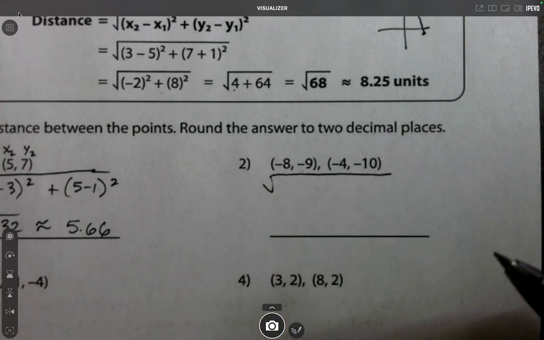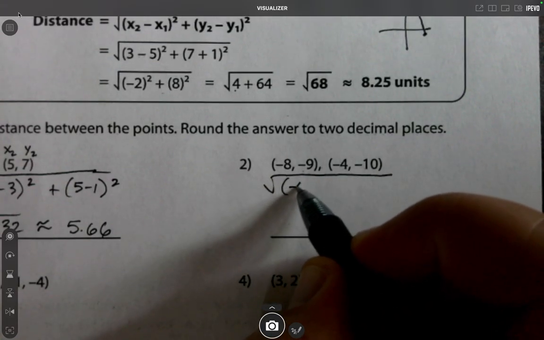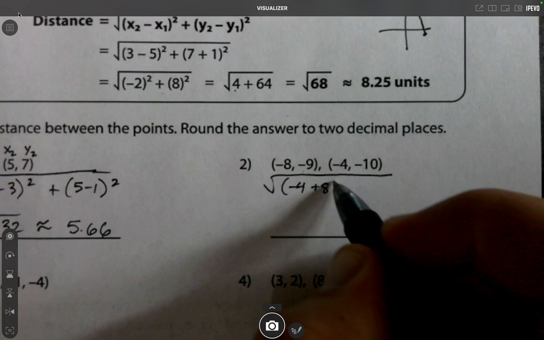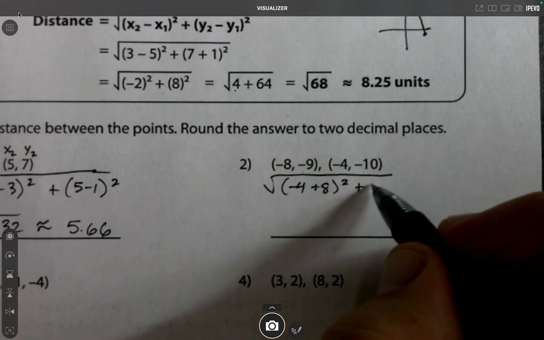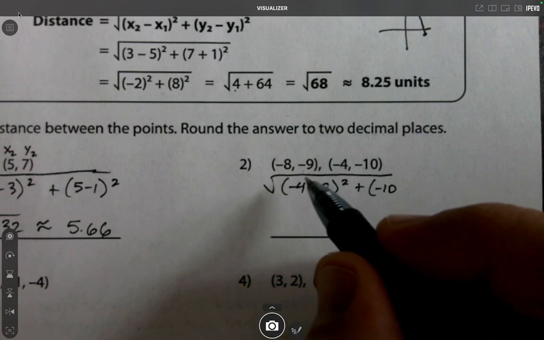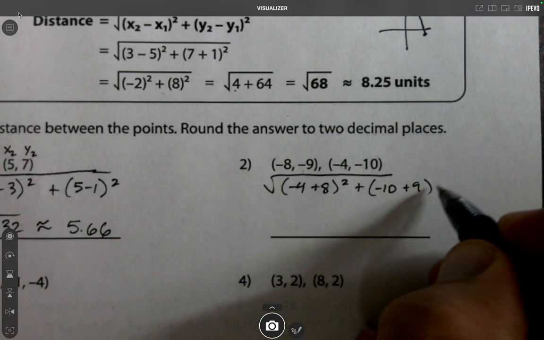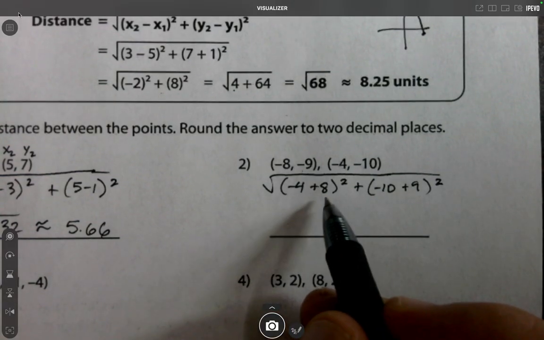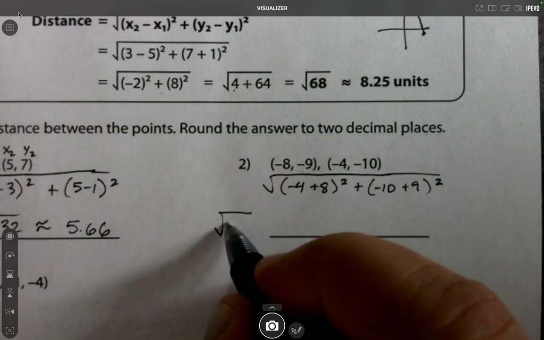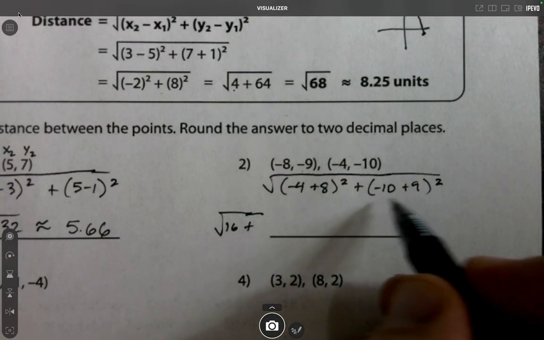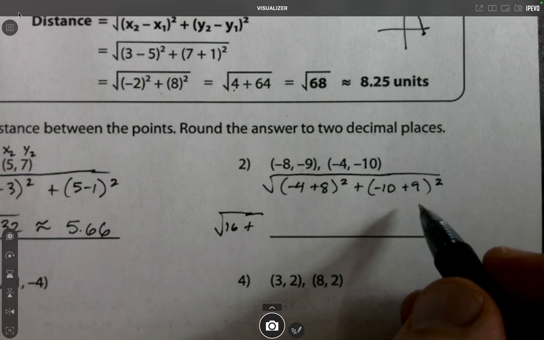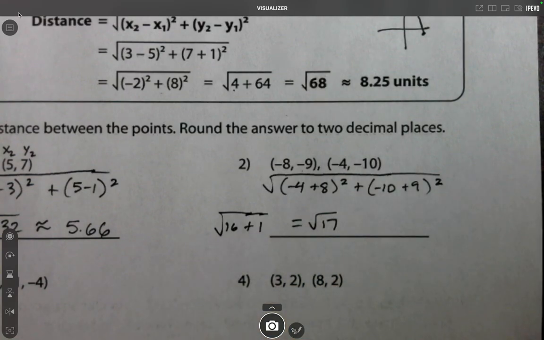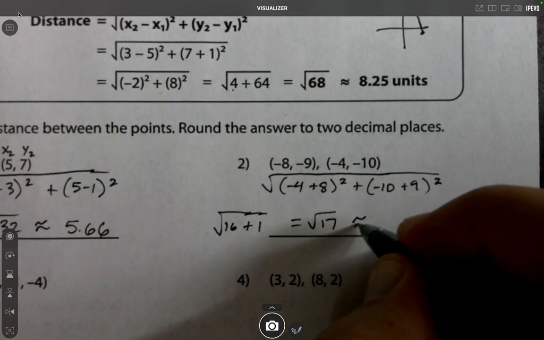Okay, remember, Mr. Lin, it's x's first. So on this one, it's -4 minus -8. Minus a -8 is the same as plus 8. Then it's -10 minus -9, which is the same as plus 9. -4 plus 8 is 4. 4 squared is 16. -10 plus 9 is -1. -1 squared is +1. So we get the square root of 17. And when you type that in your calculator, it's about 4.12.